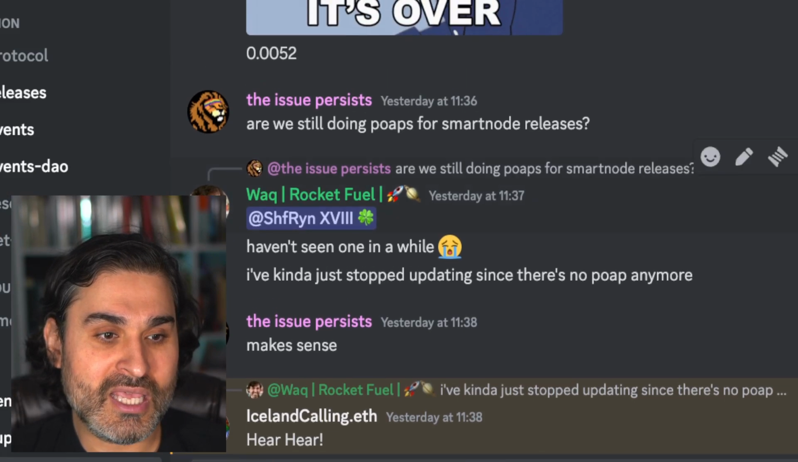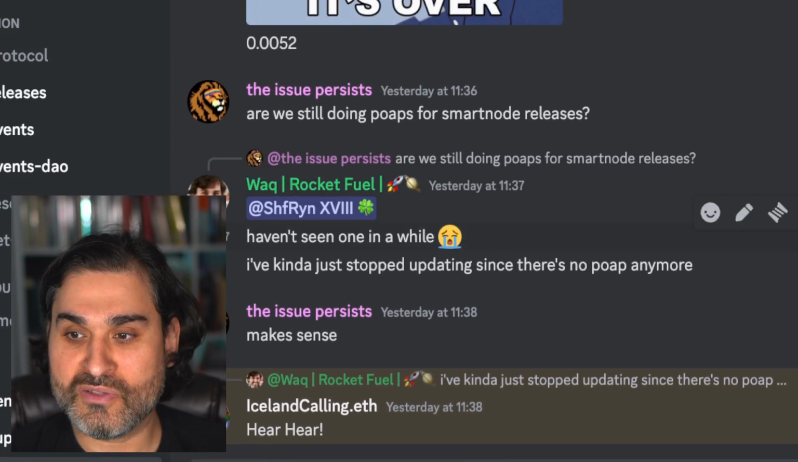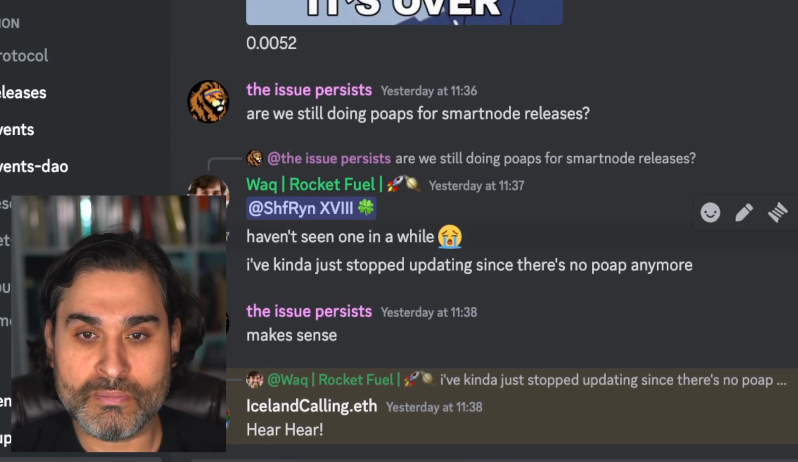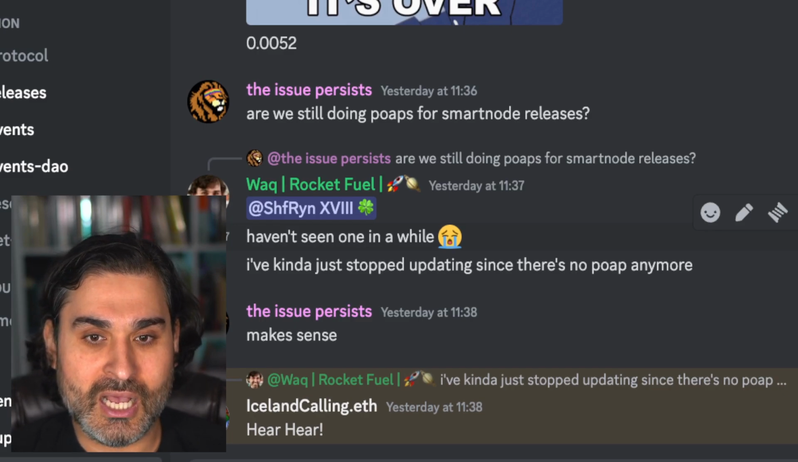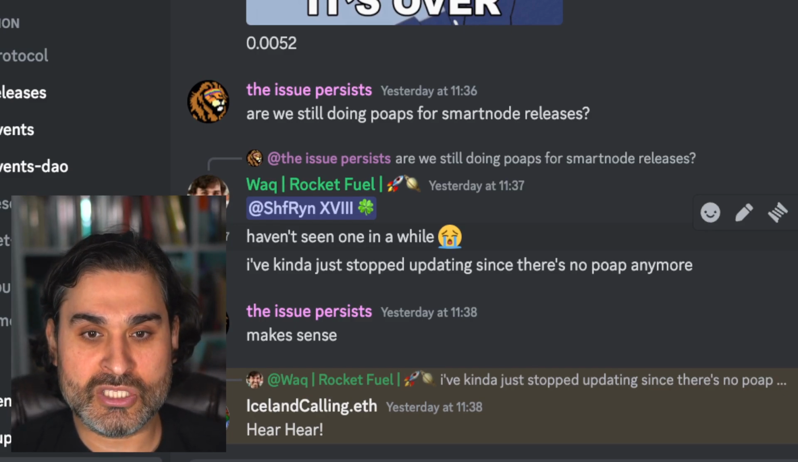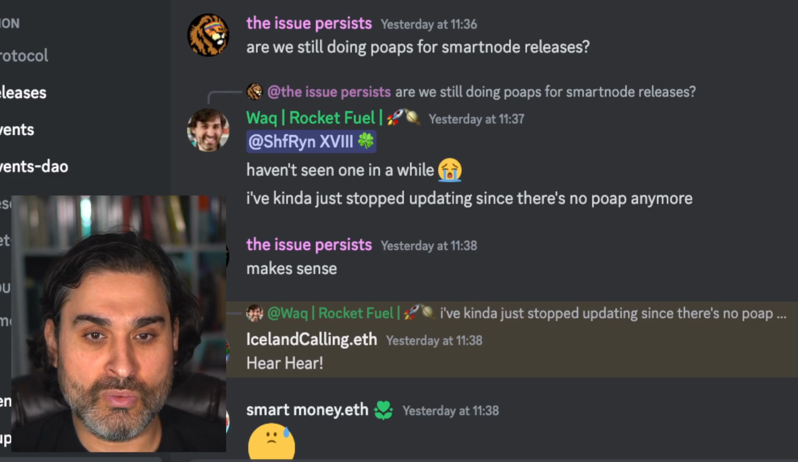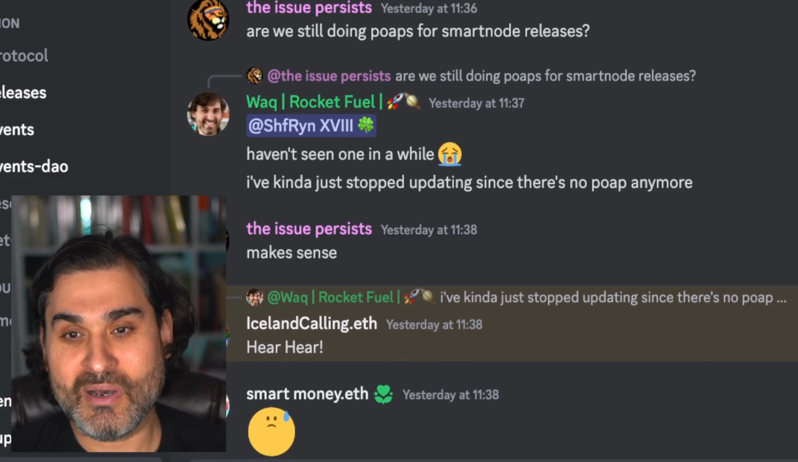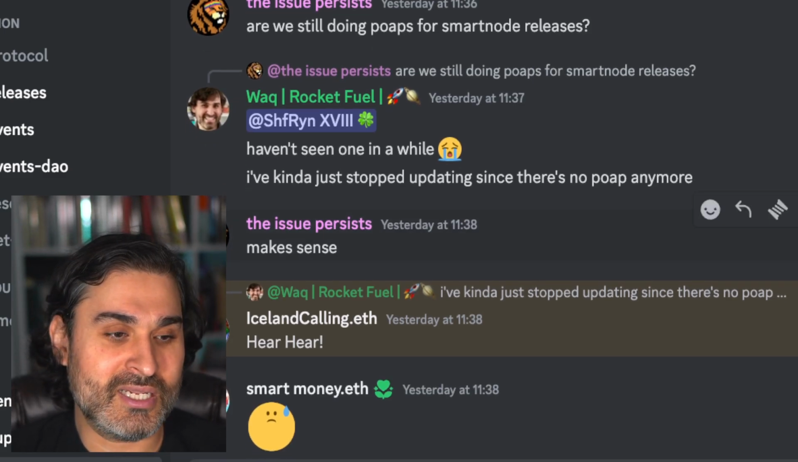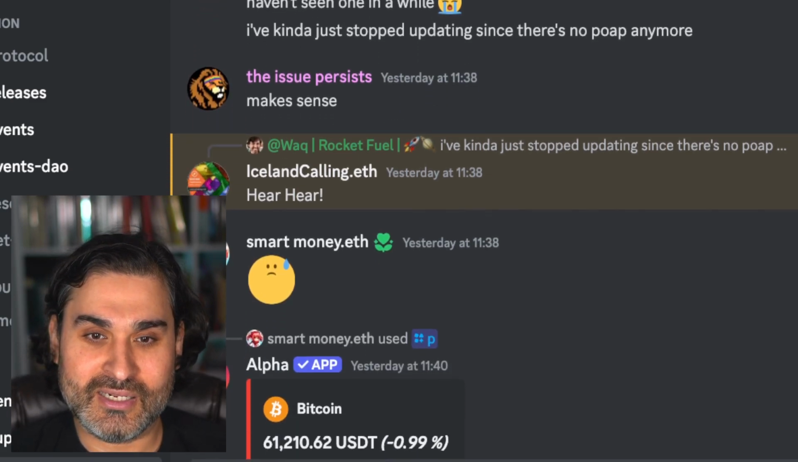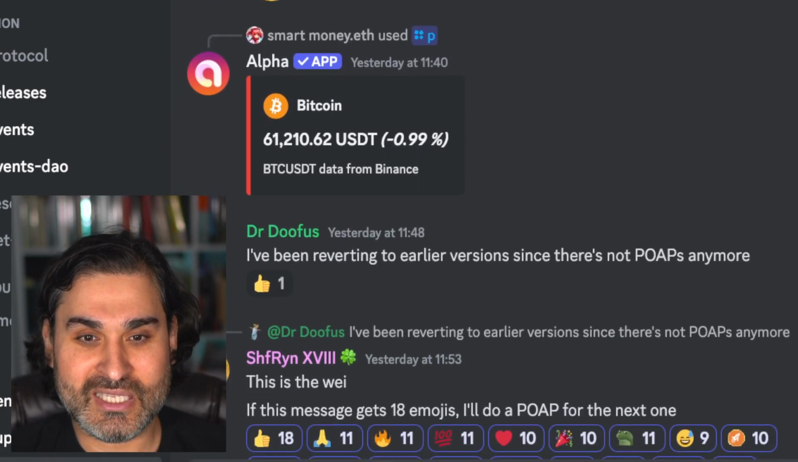Okay, Ramana asked a question yesterday because we got the new version of the smart node, and he said, are we still doing POAPs for smart node releases? And I tagged Shifrin because he's the one who normally is in charge of that, and I said I haven't seen one in a while. I've kind of stopped updating my smart node since there's no POAP anymore. And Ramana says that makes sense, and Iceland Calling says here, I guess it makes sense to them as well.